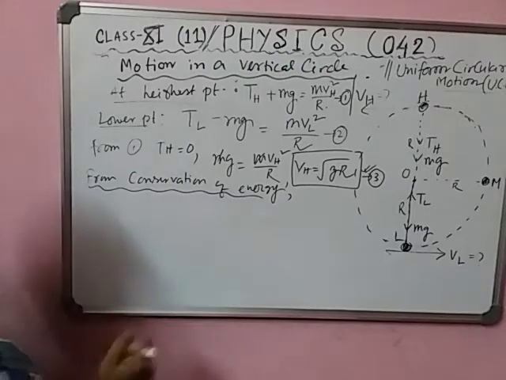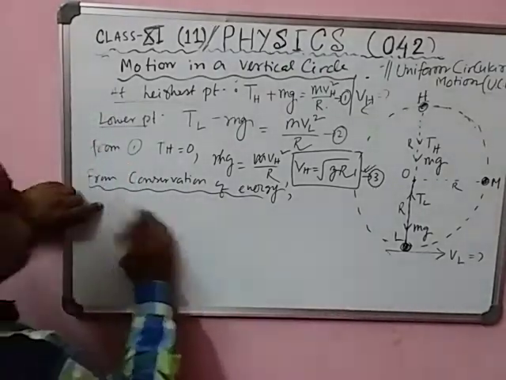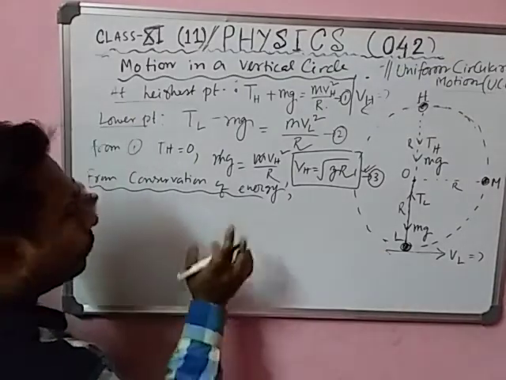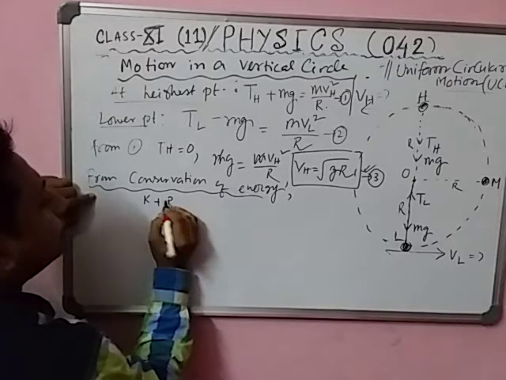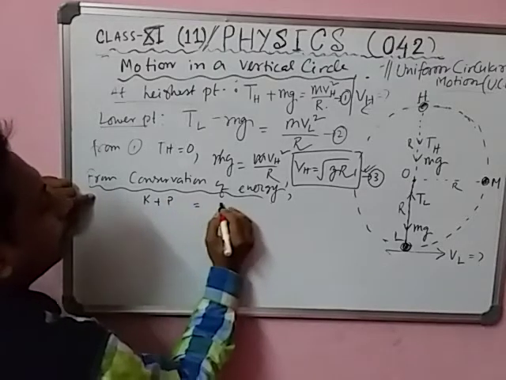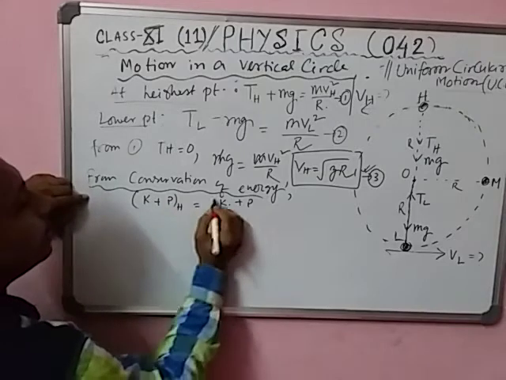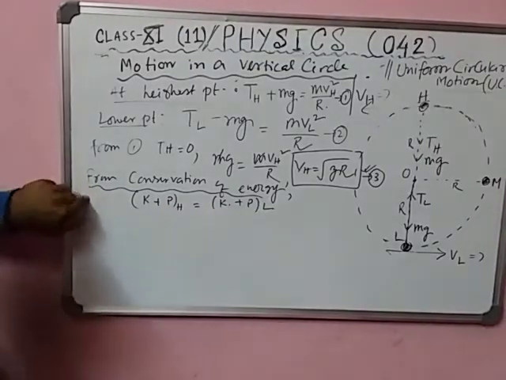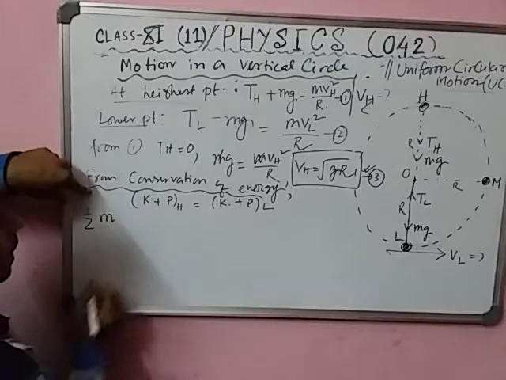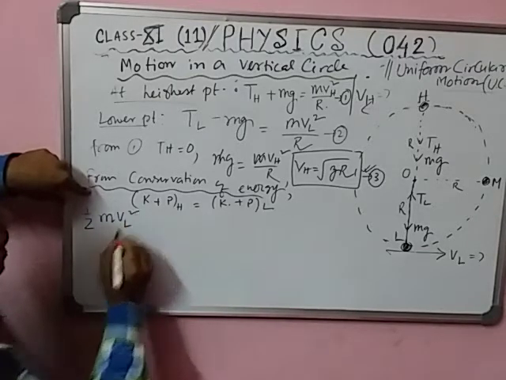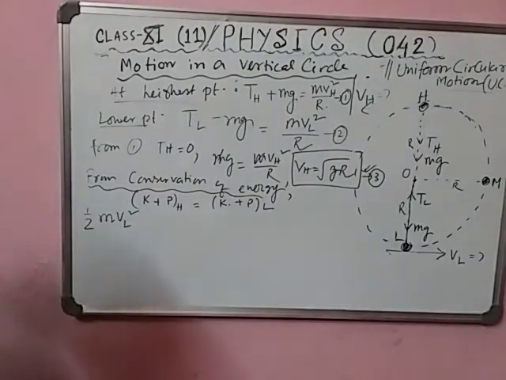Okay, let's do it. First of all, the lower point energy. For the lower point energy, first you have to write kinetic energy. Kinetic energy plus potential energy is equal to kinetic energy plus potential energy. This is for the highest point, this is for the lowest point. So for the lowest point, kinetic energy how much? Half m vl square. Am I right? The velocity is vl here, so half m vl square.